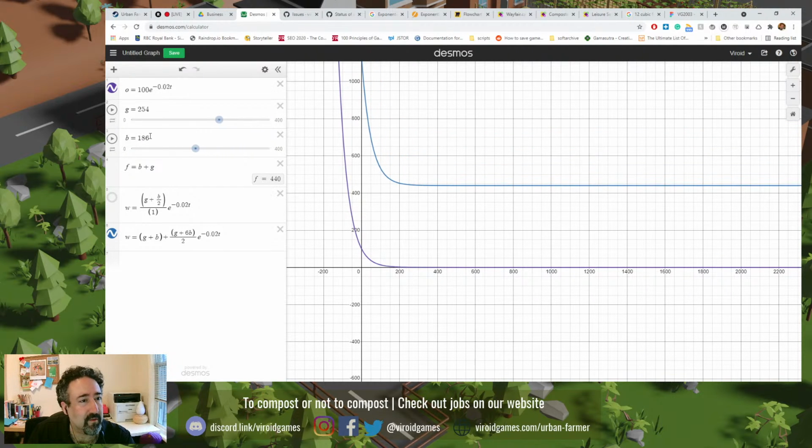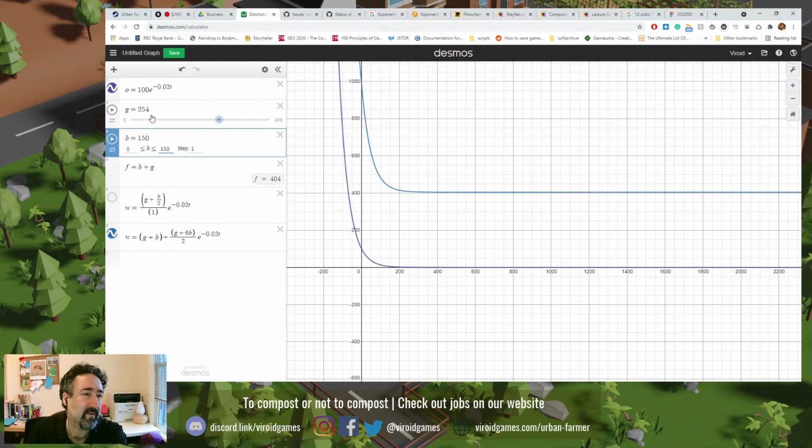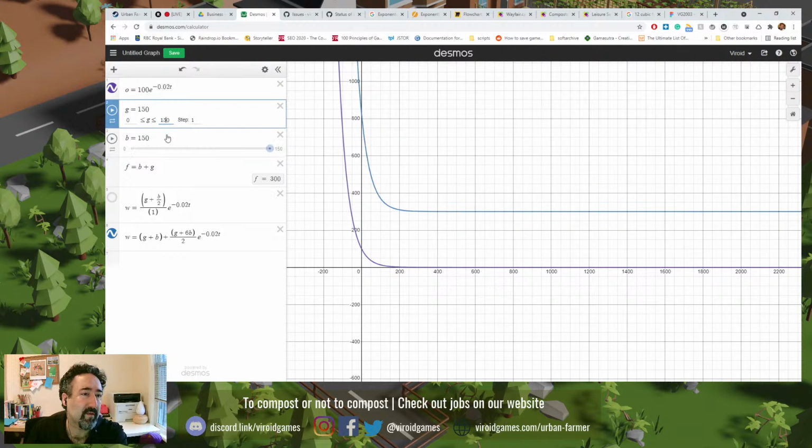Also, these two values are extremely high. So let's make 50, 50.